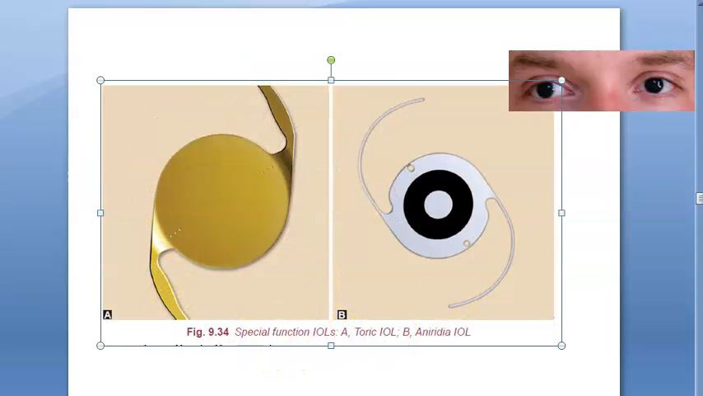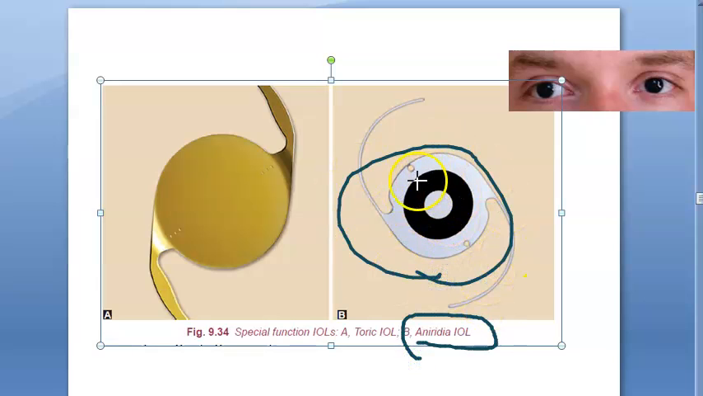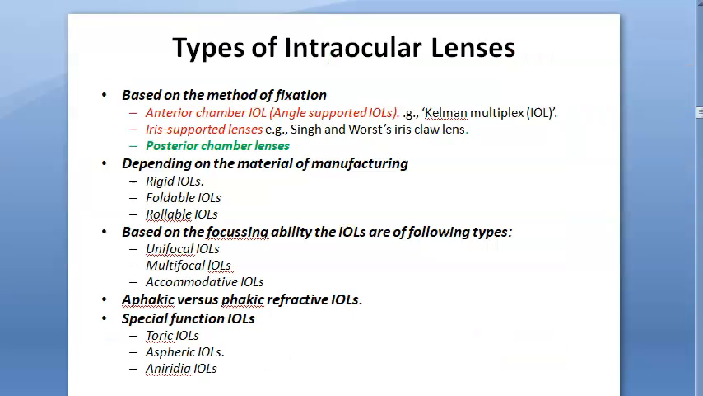Special function IOLs, you have toric. So this is toric. How to know it is toric? It should be correcting astigmatism. And the aniridia IOL, look at this. It looks like there's a pupil, just for cosmetic purpose. And here, it looks like there's an iris. So this will be the iris and this will be the pupil. Okay. We are done with the types of intraocular lens.